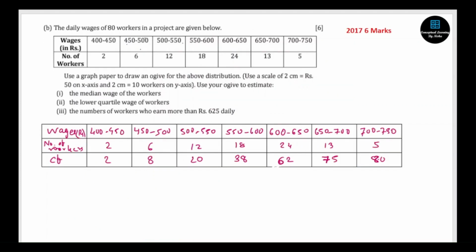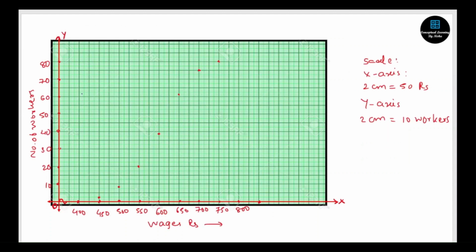Now this is a 6-marker question from the 2017 paper, where we have to find the median, lower quartile and so on using the Ogive graph. The daily wages of 80 workers are given in the table. They have also given the scale in a very straightforward way, mentioning the x-axis and y-axis values. To plot this Ogive graph, I need the CF values, so I have prepared this table already, and based on that, we have to plot the graph.